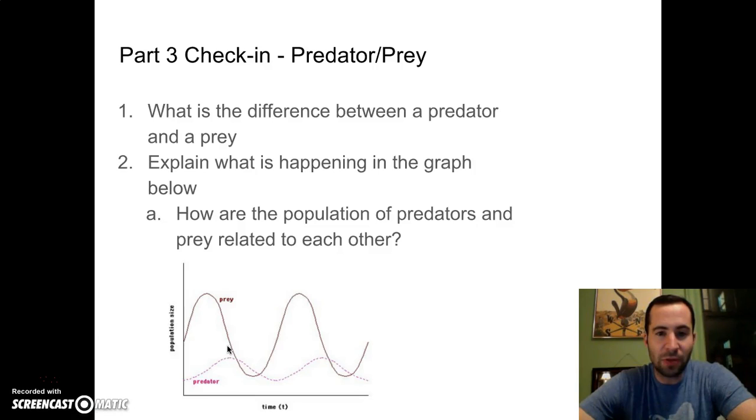Okay? So check in with yourself. Ask yourself, what is the difference between a predator and a prey? What's going on in this graph? As one goes up and one goes down, why is that happening? And how are these populations of predators and prey related to each other?